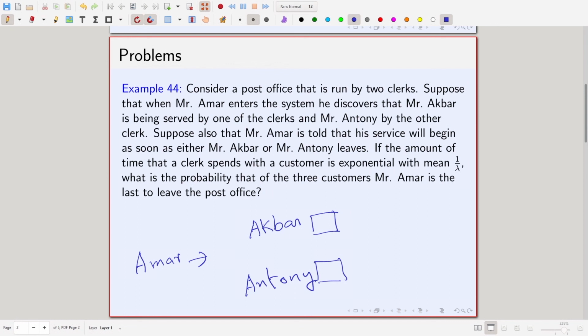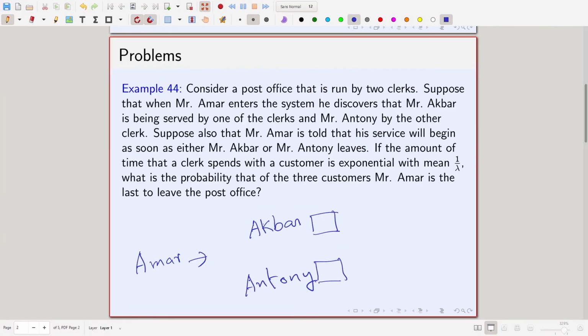So when Mr. Amar enters, he sees that Mr. Akbar and Mr. Anthony are being served by the two clerks. Now he is told that as soon as one of them finishes their service, Mr. Amar's service will start. You are being asked what is the probability that Mr. Amar will leave the post office last. And the information given is that the service time, the amount of time a clerk needs to serve a customer, is exponential with mean 1 by lambda.